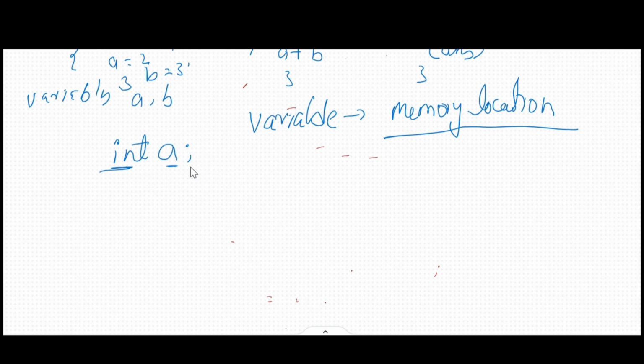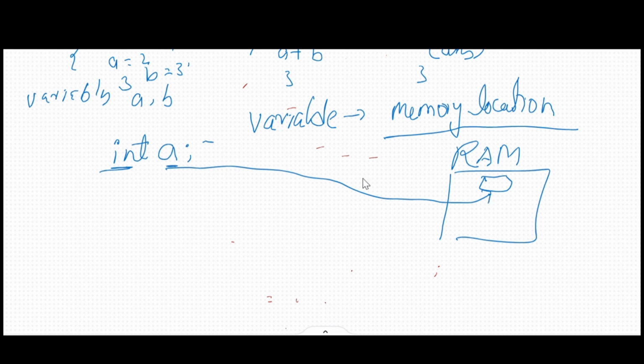As soon as I have done this declaration, suppose this is the memory of the computer. In the memory, a particular area has been allocated for a. Then later on, either you store the value of the variable or you take input from the user. This 2 will go and get stored here in the memory, right? That's how variable declaration and memory allocation works.